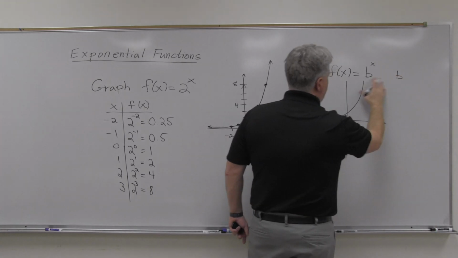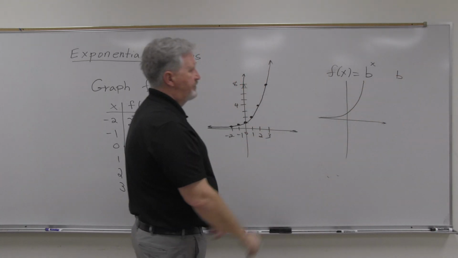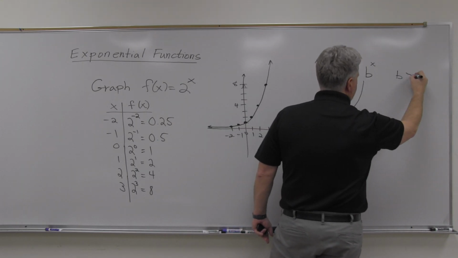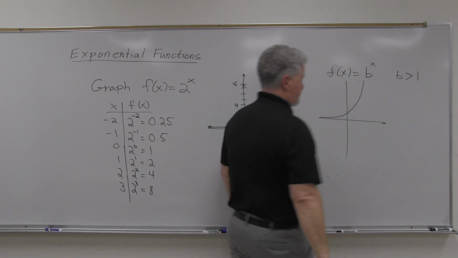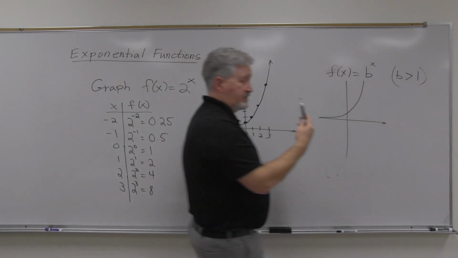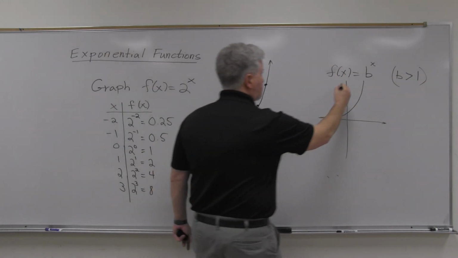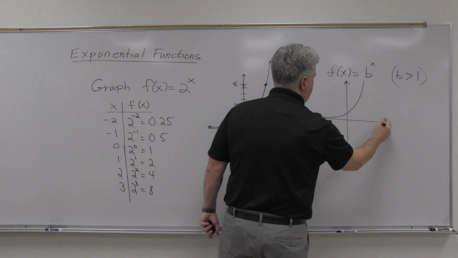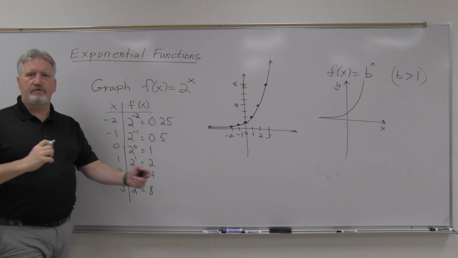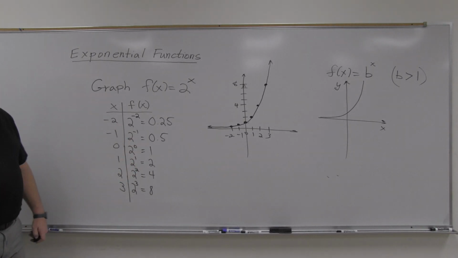For this to actually work like that, you do have to have the base b greater than 1, but other than that, that's what it's going to look like. Basic shape of your exponential graph, 3 to the x, 4 to the x, that's what it's going to come out looking like. All right?